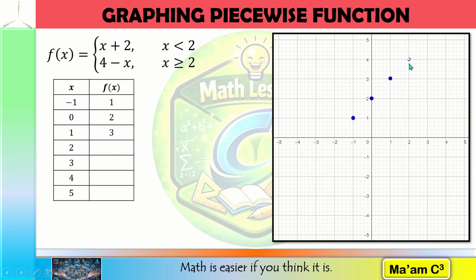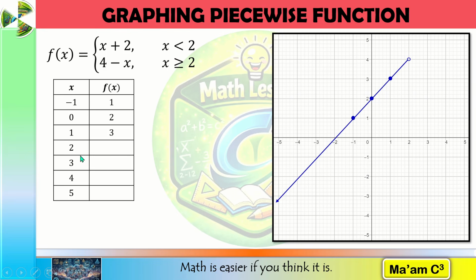I will use open circle. Why? Because there is no equal to, meaning x equals 2 is not included. So why did I still include 2? This will serve as my boundary. Remember, I could also have 1.99. But at exactly 2, then it should be an open circle because there is no equal sign here. Now I will connect the points. And here is the graph of x plus 2 when x is less than 2.